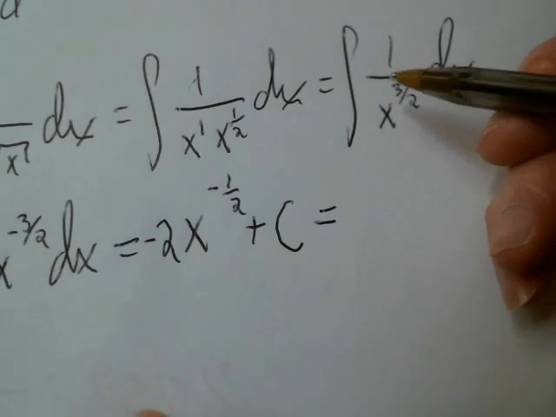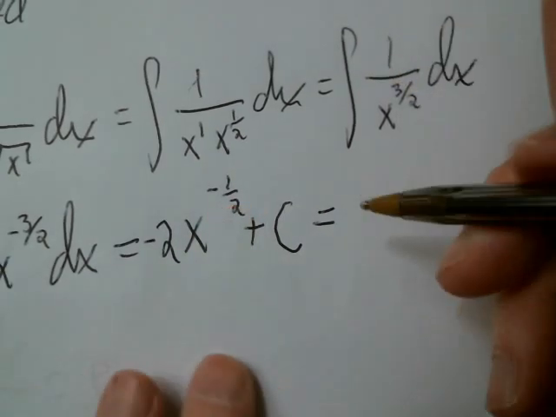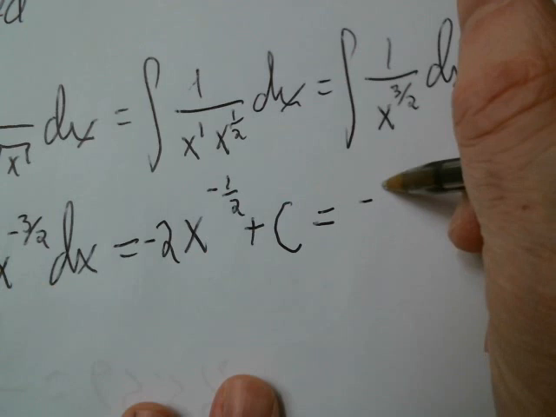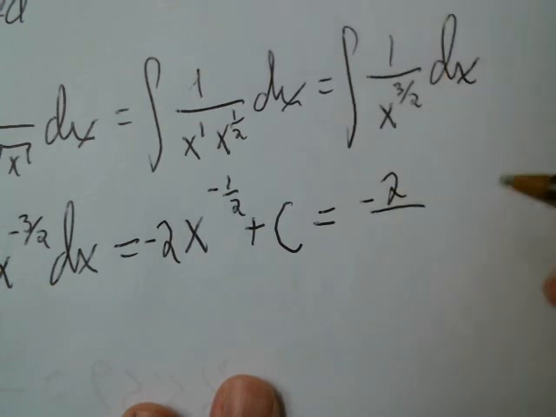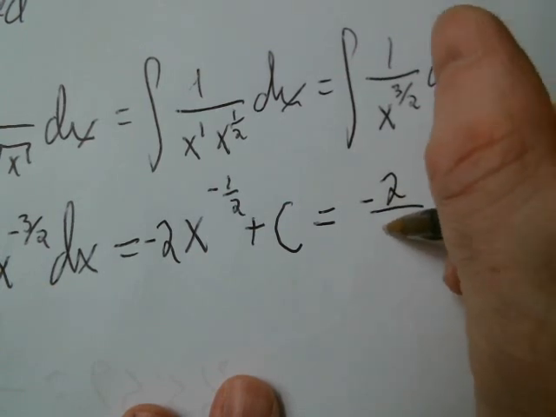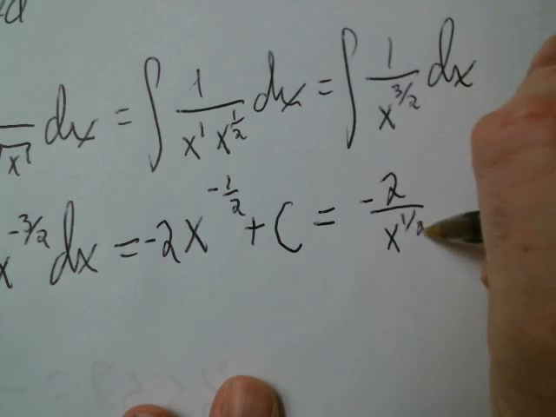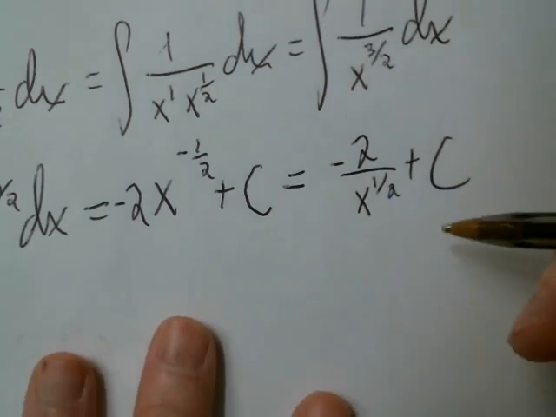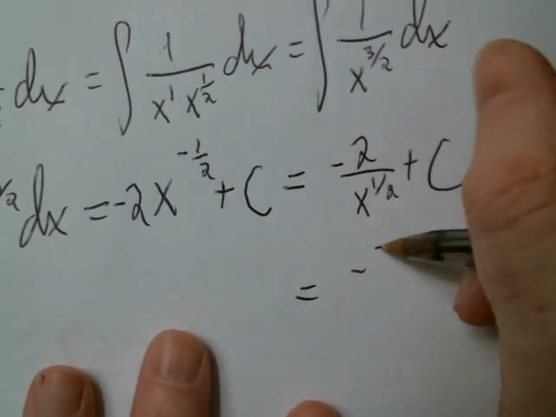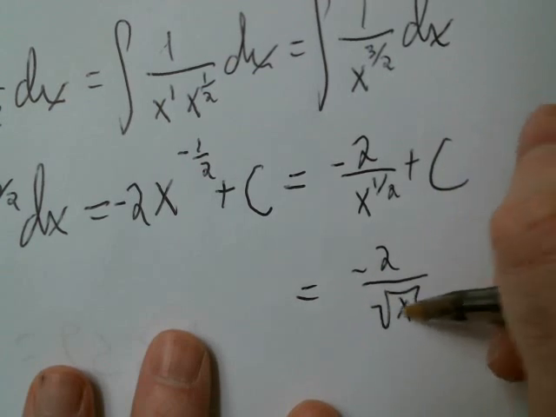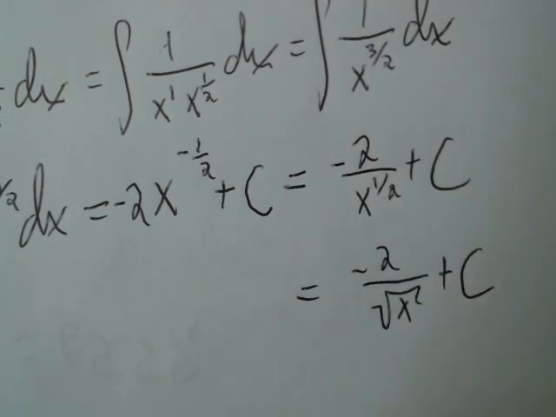Generally, calc teachers want you to rewrite this without negative exponents. I don't really care very much, but if you get such a calc teacher in the future, you would probably have to rewrite it like this, or rewrite it with a square root. So negative 2 over square root x plus c. Okay? And that's probably the answer they have in the book as well. Let me check the answer just to make sure I've not done these ahead of time. Okay, so that looks good.